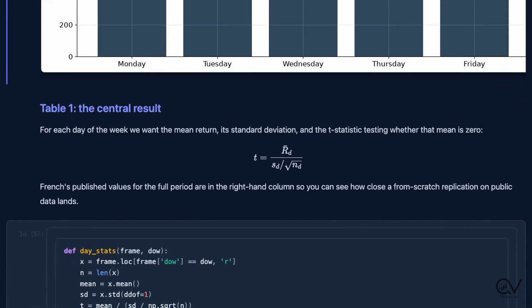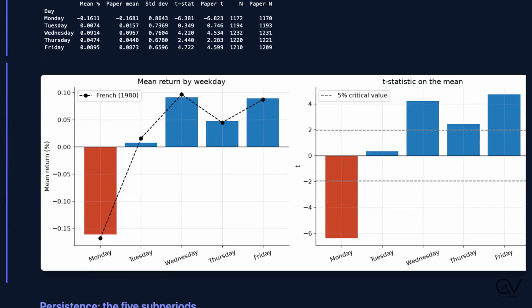Table 1 is the center of the paper. For each day of the week, we want 3 numbers: the mean return, its standard deviation, and the t-statistic, testing whether that mean is different from 0. The t-statistic is the sample mean divided by the standard error, and the standard error is the standard deviation over the square root of the number of observations. Nothing exotic. We print French's own published figures alongside ours, so you can judge the replication yourself rather than take my word for it. And there is the replication.